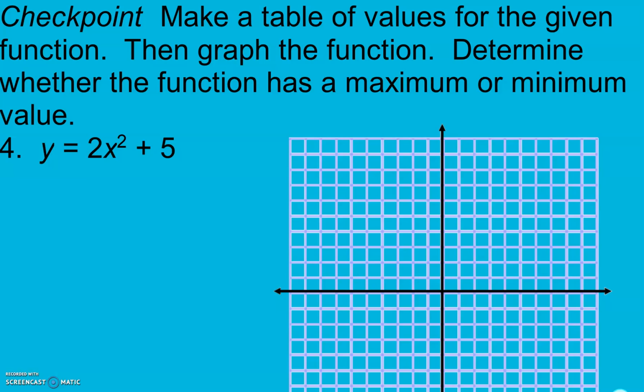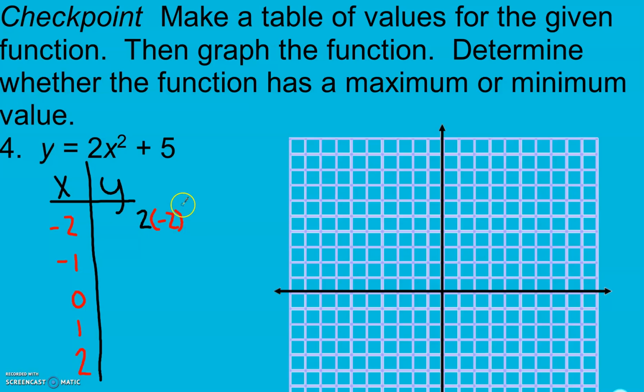So in example 4 here, we're going to make a table of values. So I'm going to make my xy table, and I'm going to input my x's. -2, -1, 0, 1, and 2. That's going to be where I start. Now I plug those into my equation. So I have 2 times x, that x is squared, plus 5. And I'm going to do that for all of these x values.